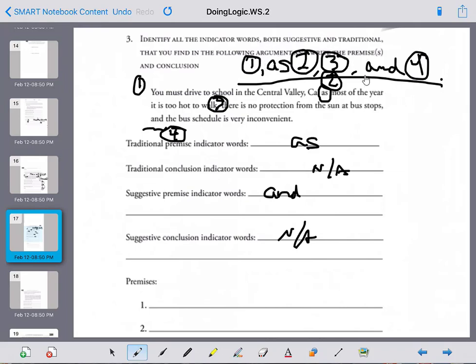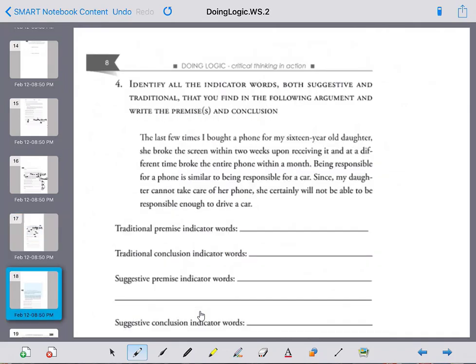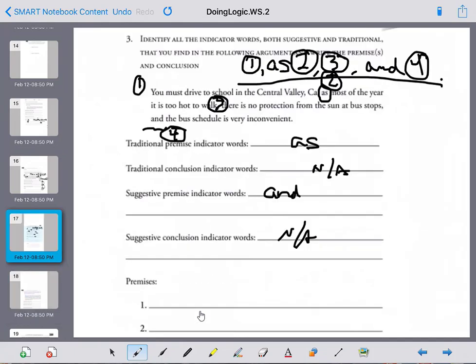Going through them, within 2 weeks. And then I have "and." Being responsible, I have "since." Cool. Now I'm going to go ahead and number the statements. That's statement number 1. Statement number 2 is going to start right here. This will be statement number 3. And this will be statement number 4.